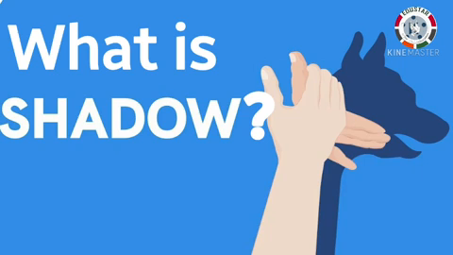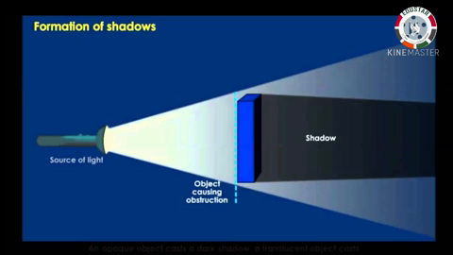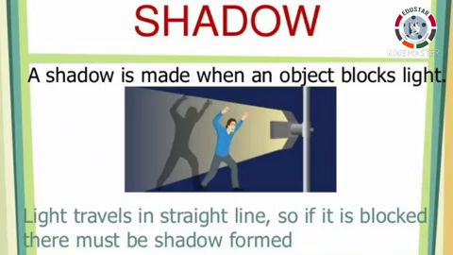Next, what is shadow? In a dark room, focus light from a torch on the wall. Hold a book in the path of the light. You will see a dark area on the wall behind the book. This dark area behind the book is called its shadow. A shadow is formed when an object blocks the path of light.